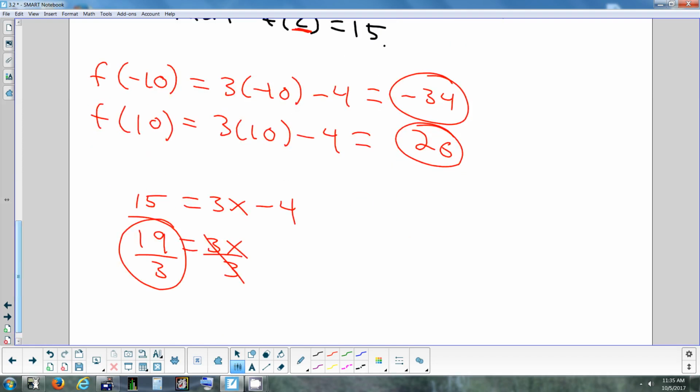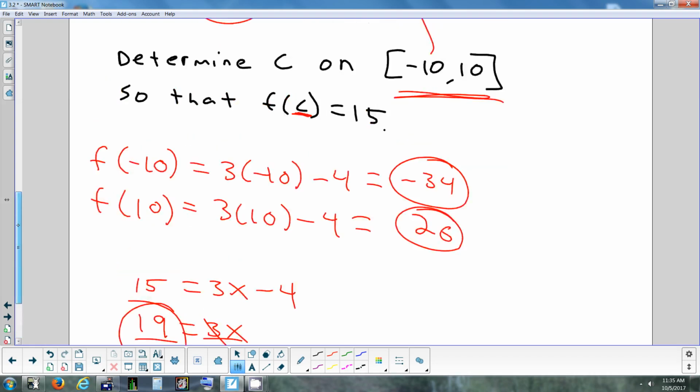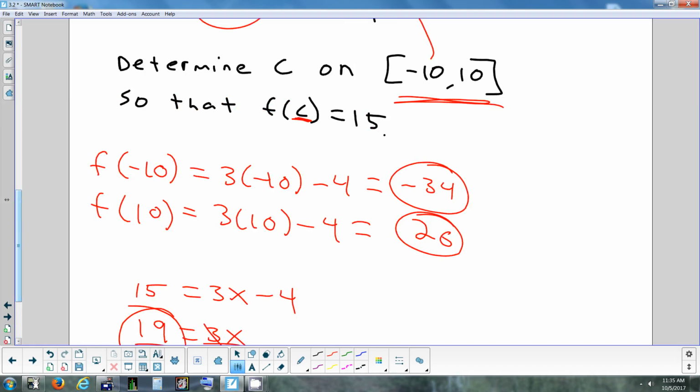Okay, so the algebra part of this isn't really hard. You're just plugging a number in for y and solving for x. The idea I want you to think about is that continuity. You're going from negative 34 to 26, and you're never skipping any number in between. That's the idea I want you to get. Hey, any question on that?